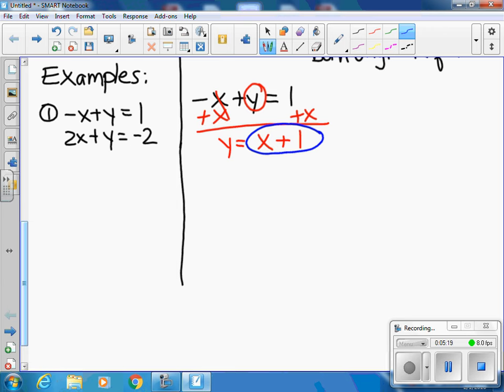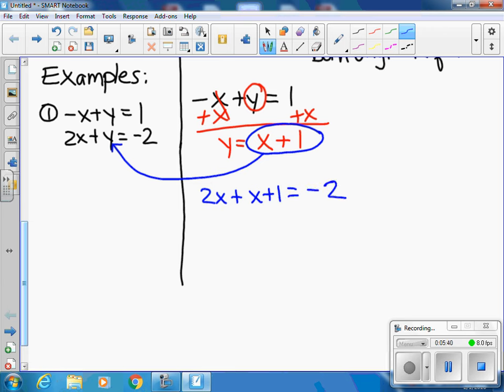So we use the first equation to do this. We're going to substitute x plus 1 in for the letter y in the other equation. So this x plus 1 is going to replace the y value in that second equation. So here's what you have left. You have 2x plus, now insert x plus 1, equals negative 2, which was in the original equation.